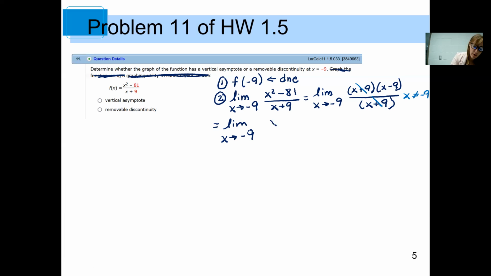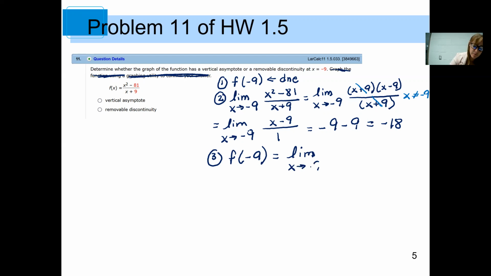So we have then the limit of x minus 9 over 1. Here, if I directly substitute in -9, I get -9 minus 9, which gives me -18. So the third criteria in order for the function to be continuous is that f of -9 has to equal the limit. So 1 and 2 have to both be defined, and then they have to also equal each other.